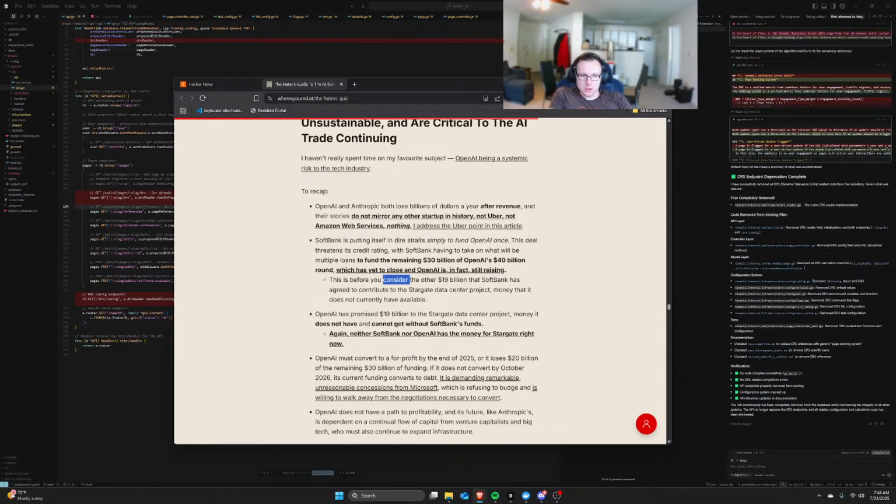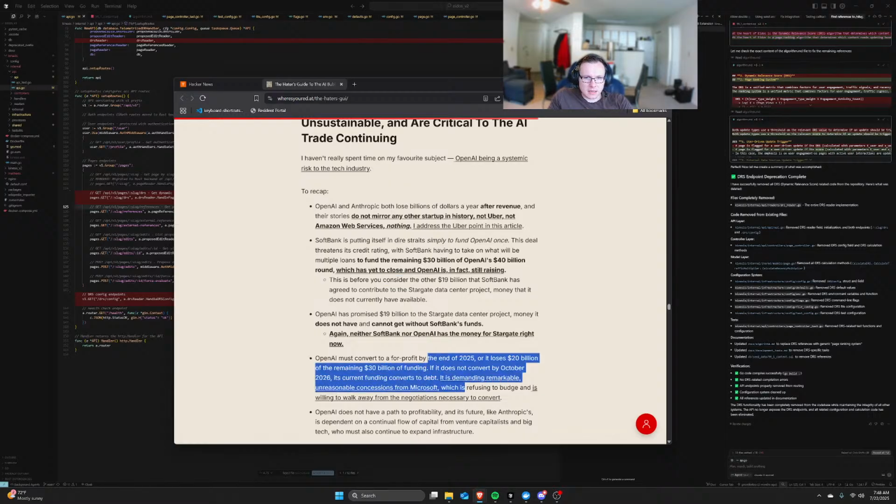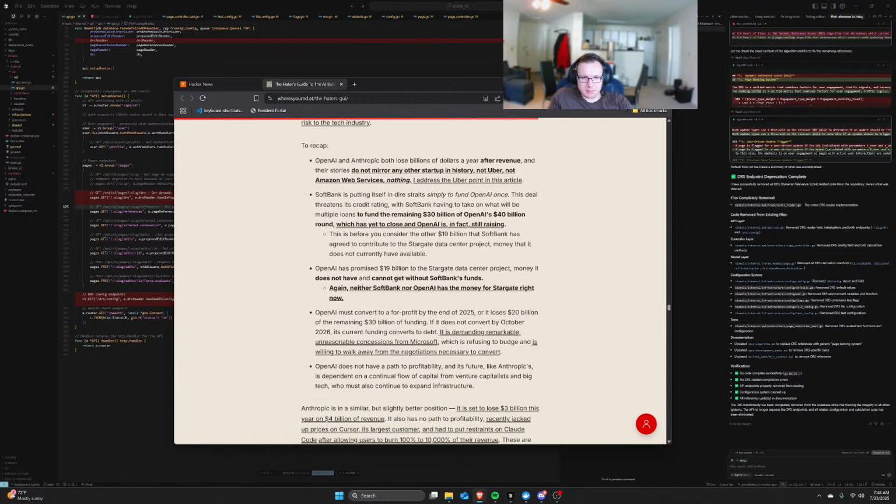OpenAI must convert to a for-profit by the end of 2025 or it loses 20 billion of the remaining 30 billion of funding. If it does not convert by October 2026, the current funding converts to debt. I don't understand that. Yep. Some Microsoft stuff.